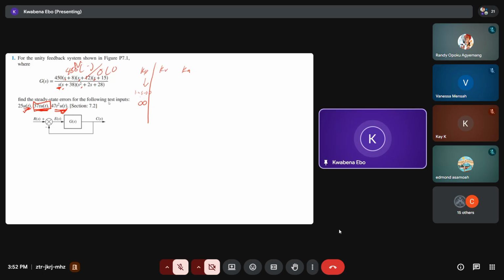For KV, it is the limit as s approaches 0 of s times G of s. So before you do it, you multiply this by s. So s will take care of this s, and now you put 0 where s is. So then we have 450.